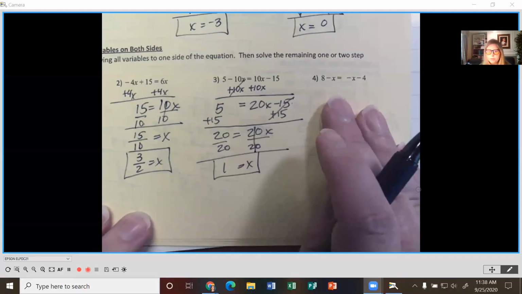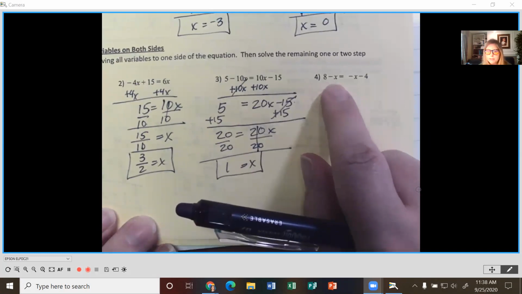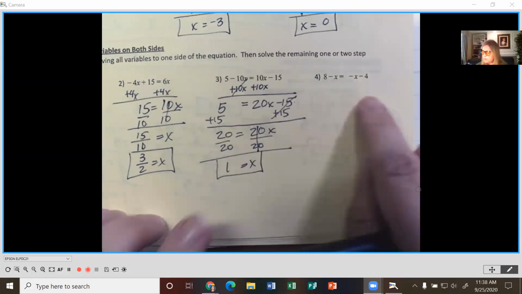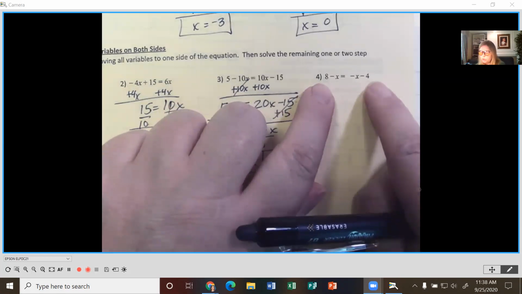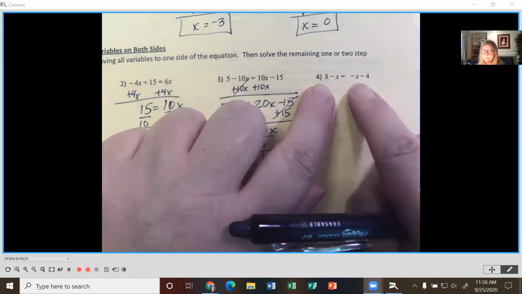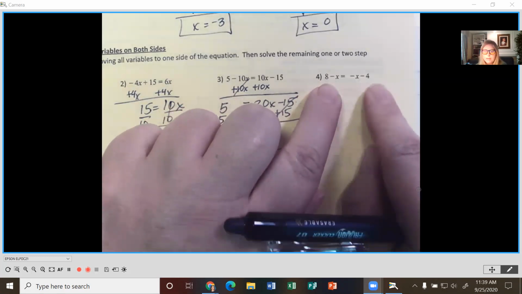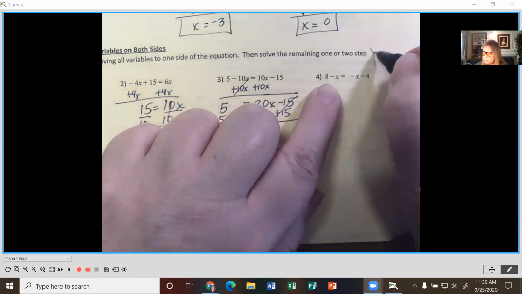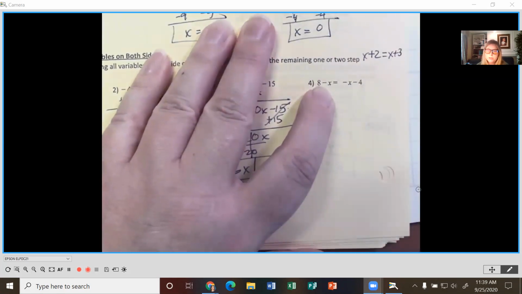Okay, number 4, this is a different one. So here I have 8 minus x equals negative x minus 4. Now if I just imagine this negative 4 being first, if I rearrange the right-hand side of this equal sign, it would read negative 4 minus x. Do you think that 8 minus x can equal negative 4 minus x? No. Okay, they're 2 different statements, right? It's like saying x plus 2 is equal to x plus 3. No, it's not. X plus 2 is equal to x plus 2.